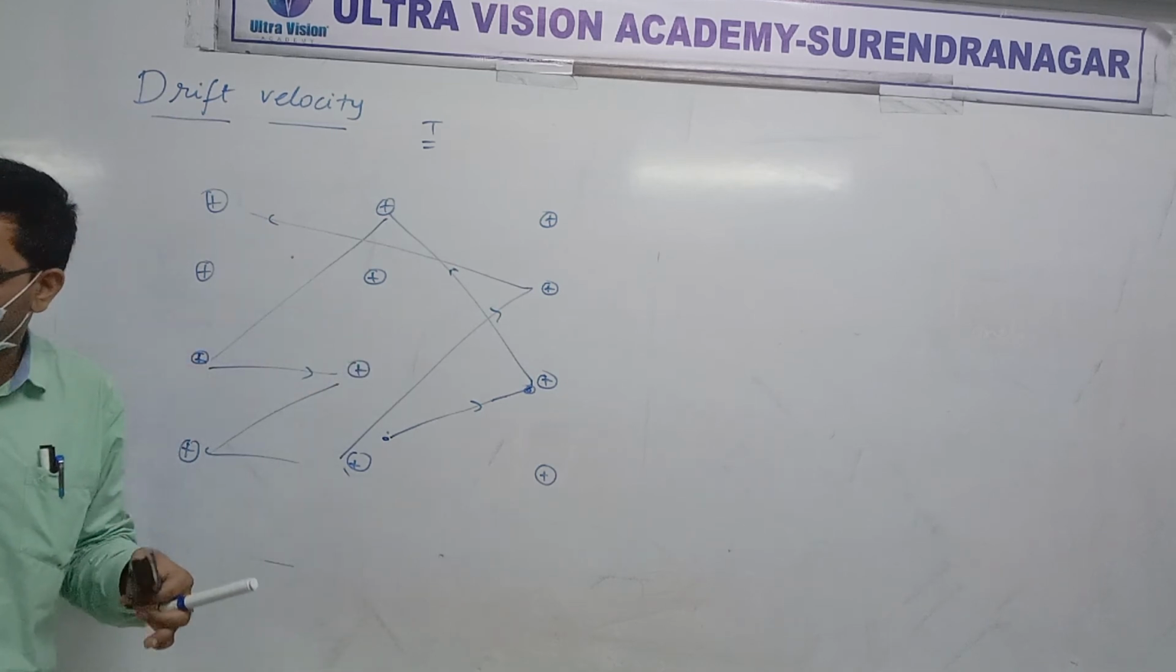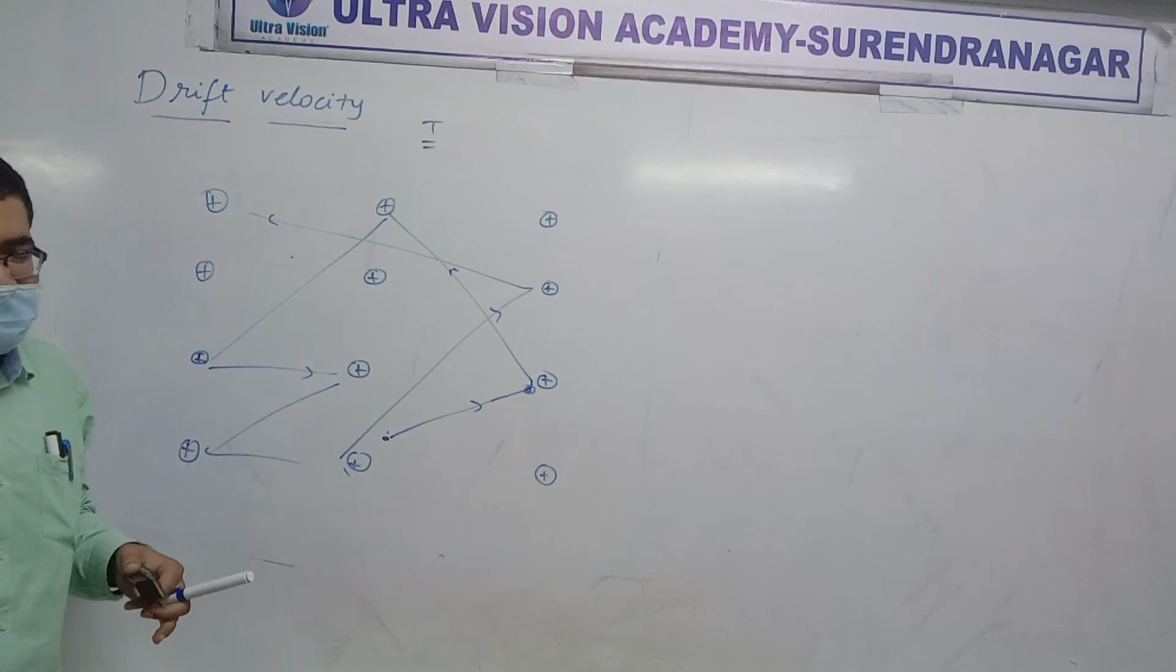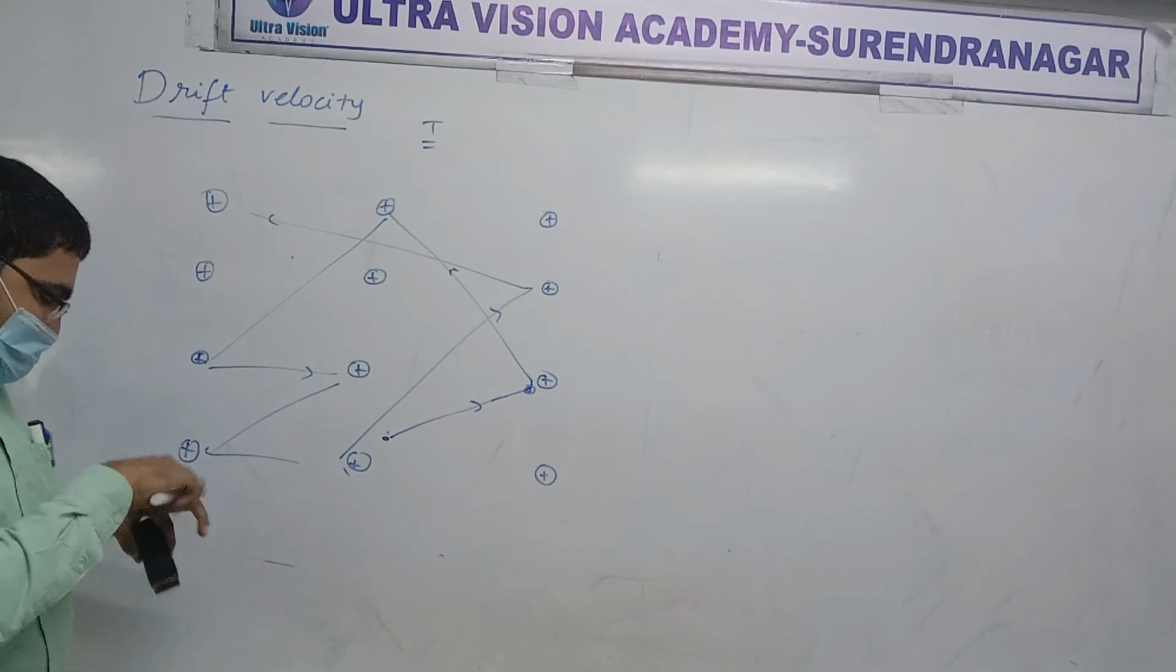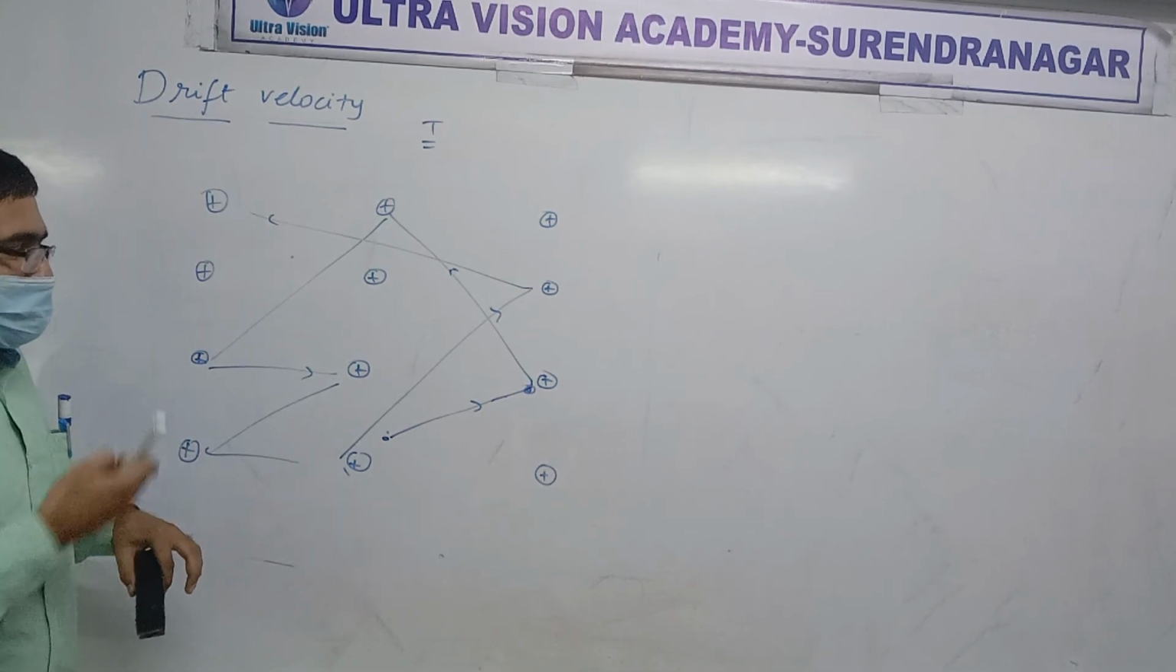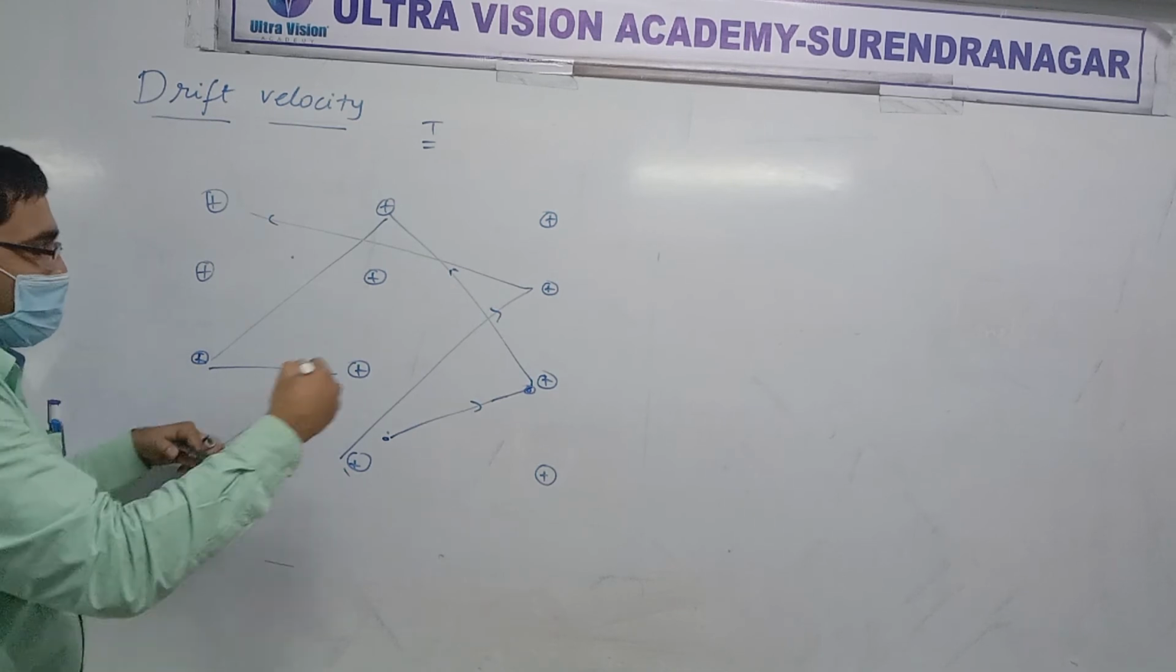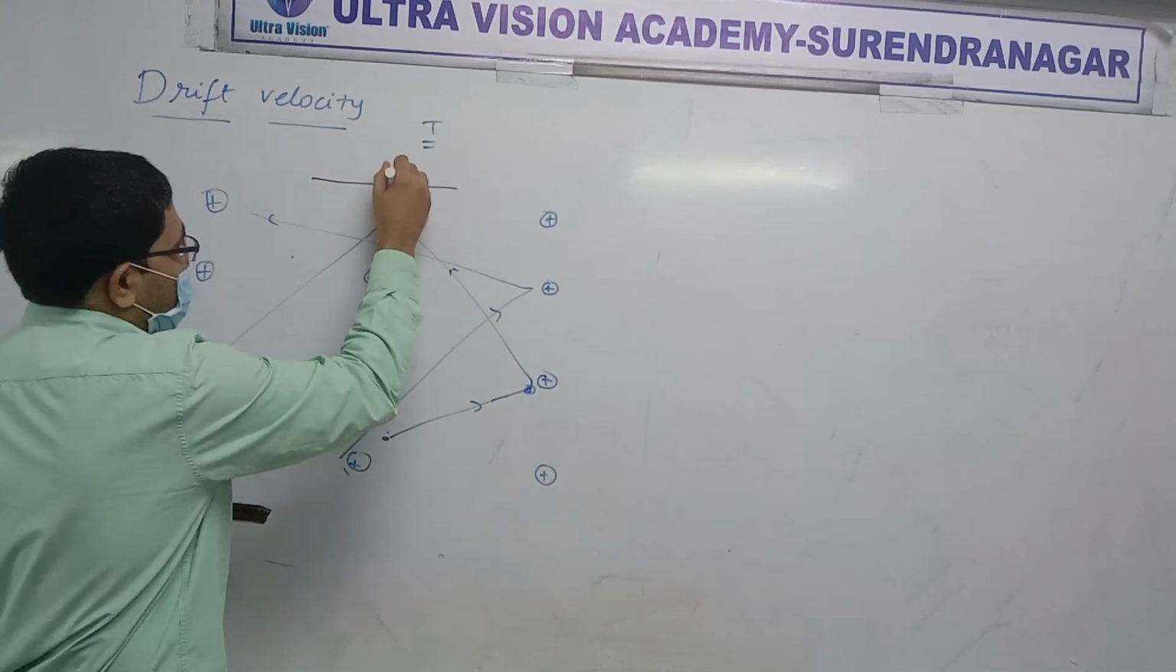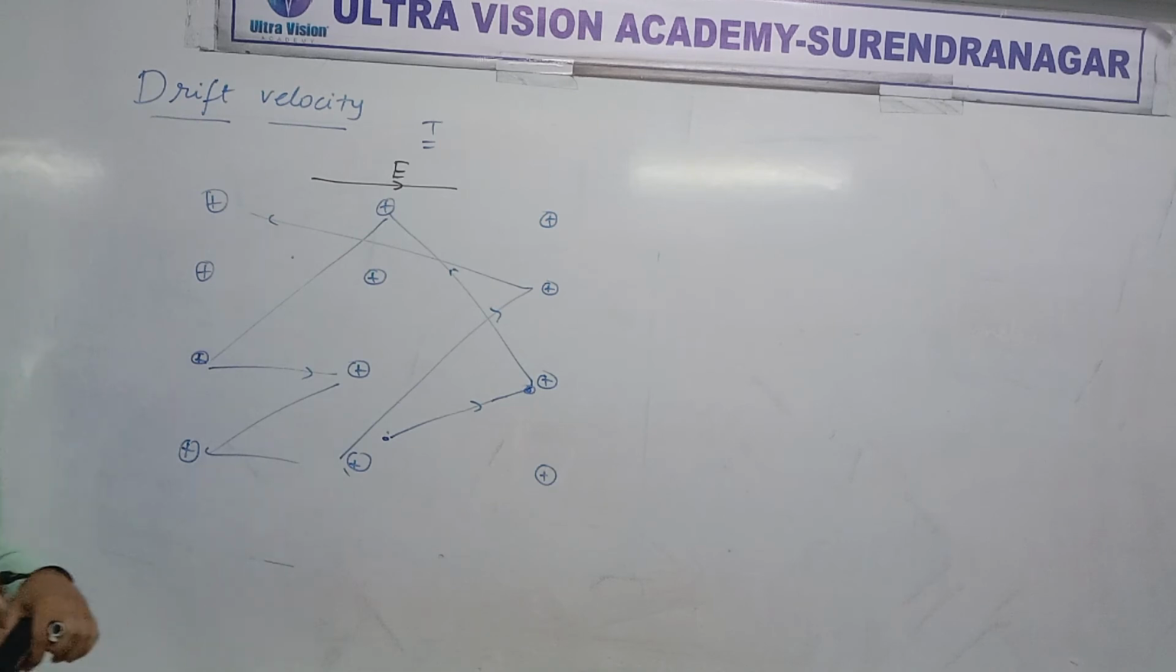That's how all the flow of charge will get cancelled. Fine. But what would happen if there is an electric field? Let's say there is an electric field everywhere. I'm just drawing it here to indicate. Let's say there is an electric field towards the right side.